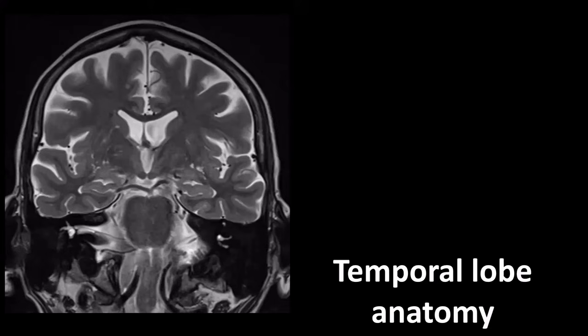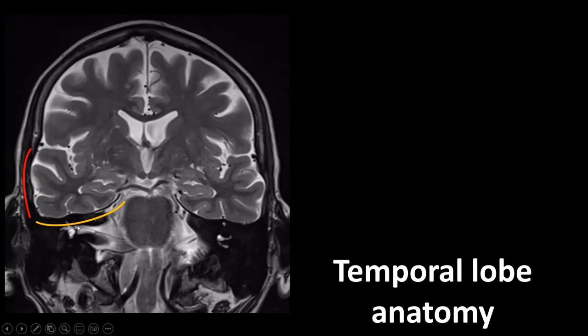Temporal lobe anatomy is best evaluated and best recognizable in the coronal plane. So here is a coronal T2-weighted image. Let's magnify it a little bit in a minute. The temporal lobe has two surfaces. It has a lateral surface, and I already told you what sulci and gyri we can find there, but it also has a basal surface.